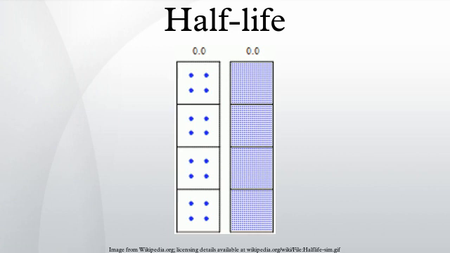As an example, the radioactive decay of carbon-14 is exponential with a half-life of 5730 years. A quantity of carbon-14 will decay to half of its original amount after 5730 years, regardless of how big or small the original quantity was. After another 5730 years, 1/4 of the original will remain.